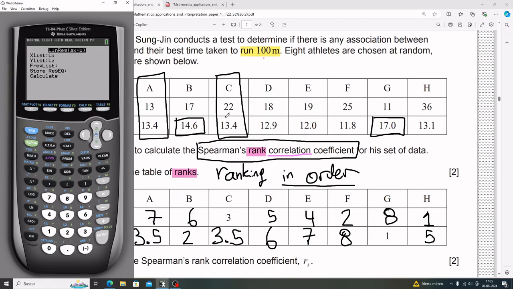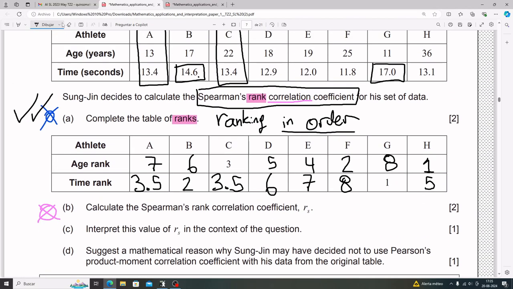So apparently I need to put it into my lists. So where do I find lists? Well, lists is right above the stat button. So you can just press stat and then press edit. Here I put them already, but let me erase it and show you how to do it from 0. As you can see, L1 has to be your X. So we're just going to call this our L1, and our time will be our L2.